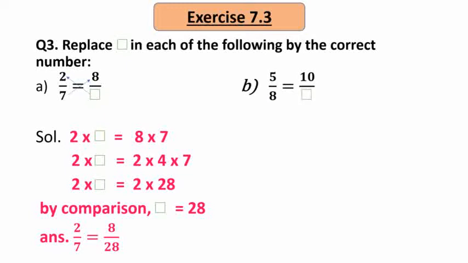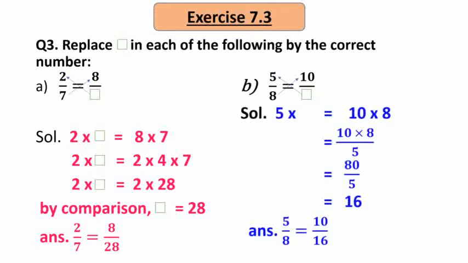The next question is 5 by 8 equal to 10 by the box. Children, either we can solve this question by the comparison method, or we can simply cross multiply it like this and find the value. Let us see the second way of solving it. That is, 5 into the box equals 10 into 8. When we cross multiply, we get 5 into this box and 10 into 8. So when we multiply, we get this step.